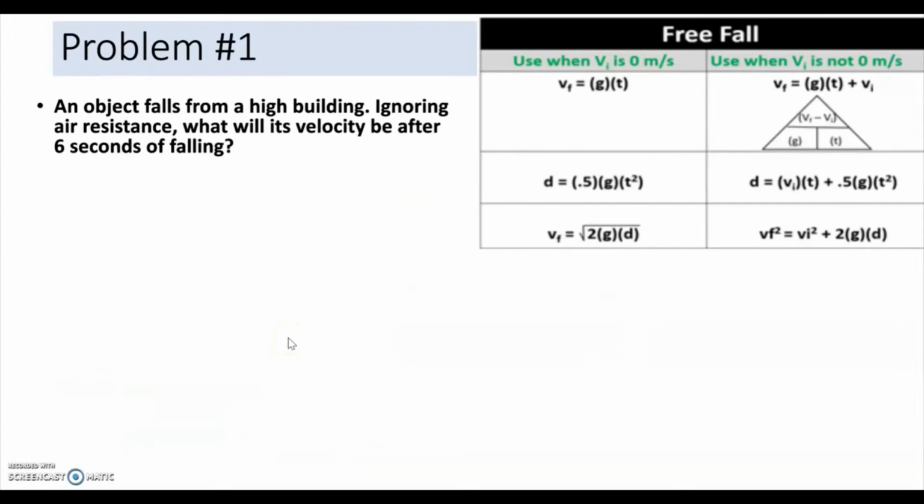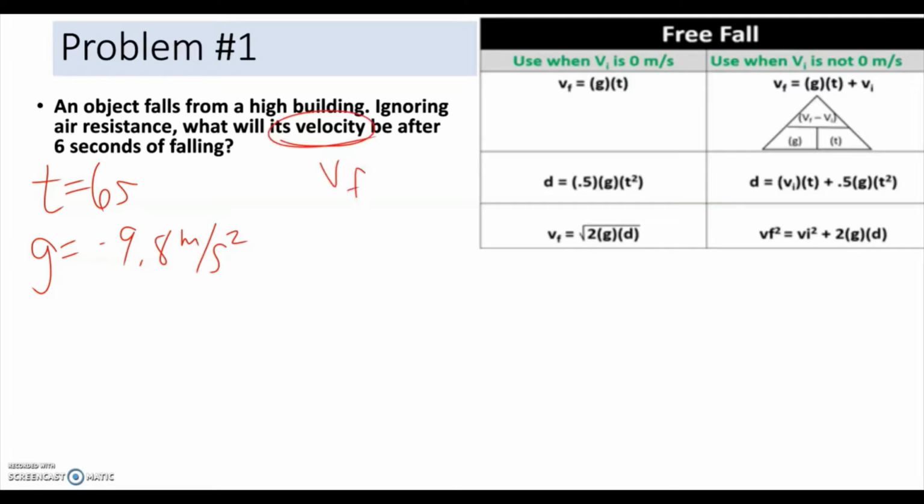For number 1. An object falls from a high building, ignoring air resistance. What will its velocity be after 6 seconds of falling? So we know the time is 6 seconds. As always, we know that gravity is negative 9.8 meters per second squared. And for this one, we're asking, what is the final velocity after it's been falling for the 6 seconds? So from this one, it doesn't give us an initial velocity, so we assume it was dropped.